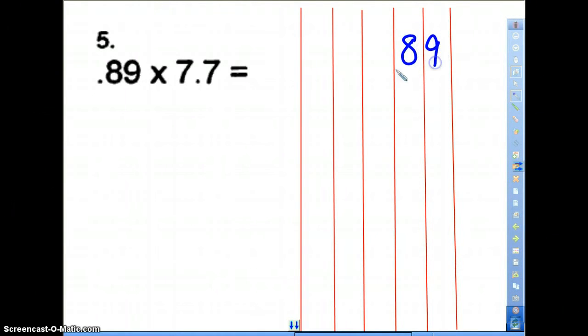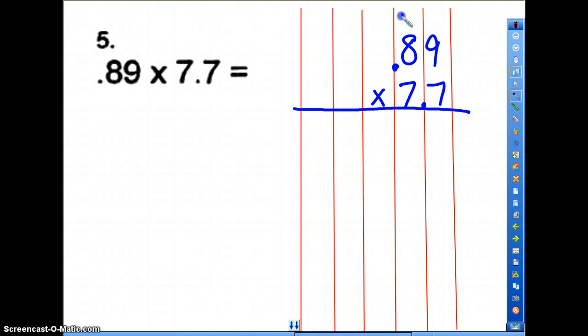Okay, 89, I'll put my point right there. 7.7, put my point right there, because you don't have to line them up. You can if you want to. But these lines will keep everything in the right column, so when I get to the end, I can add it all up right. So let's start multiplying.